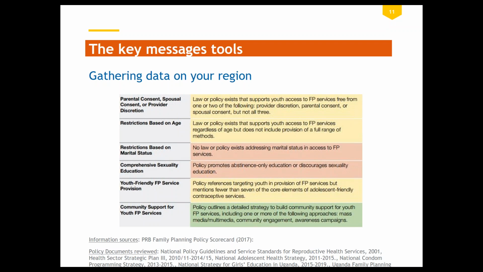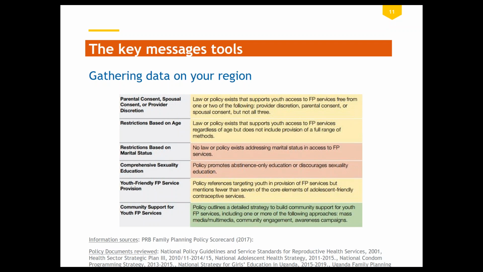Comprehensive sexual education is limited, and policy promotes abstinence-only education or discourages sexual education. The exclusion of critical sexual education materials suggests that the policy environment creates a barrier to youth accessing reproductive health services, and that youth-friendly services do not offer a wide range of contraception, resulting in a high unmet need in Uganda. So the unmet need for Uganda ranges from 31 to 35% for girls aged 15 to 24.